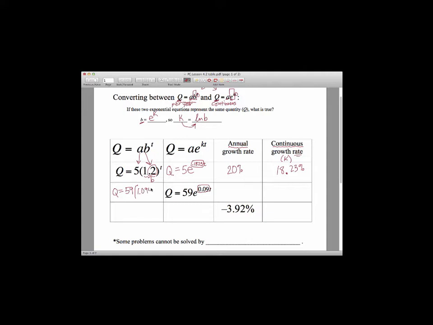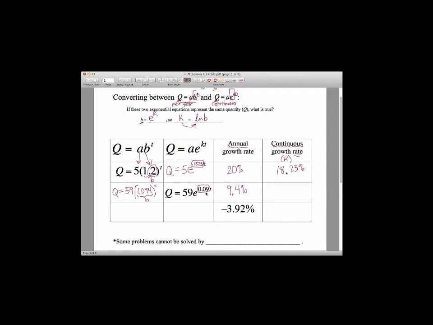1.094. So the per year version of that same phenomena will be 59 times 1.094 to the t. So our growth factor turns out to be 1.094. So therefore, the annual growth rate, looking at our growth factor, is going to be 9.4%. It's the part that's above 1. So the annual growth rate, we would say, is 9.4%.